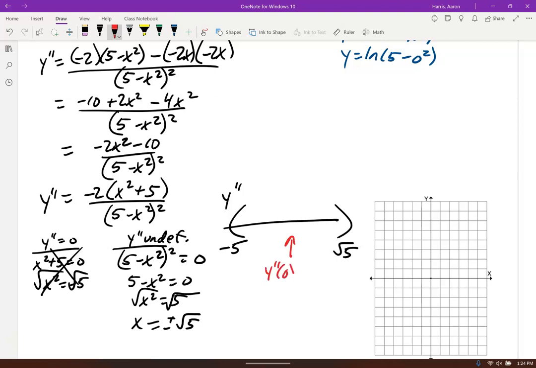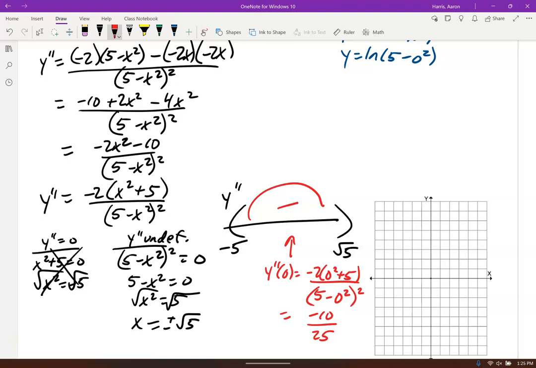Y double prime at 0. So I'd have negative 2 times 0 squared plus 5 over 5 minus 0 squared, squared. So negative 2 times 5, I got a what? Negative 10 over 5 squared, 25. So I got a negative. So this will be concave down throughout its domain. Concave down throughout its domain. No points of inflection, of course.